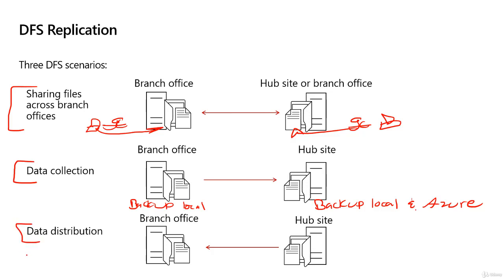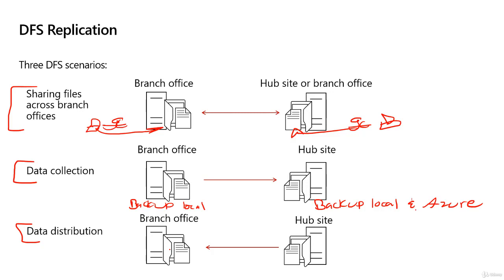You could also have the opposite approach, this data distribution, where I have a folder in my hub site and I want to push the content from this folder out to my branch office. I simply save it here and it replicates down to your branch office.